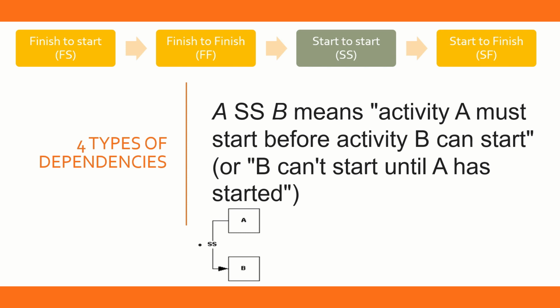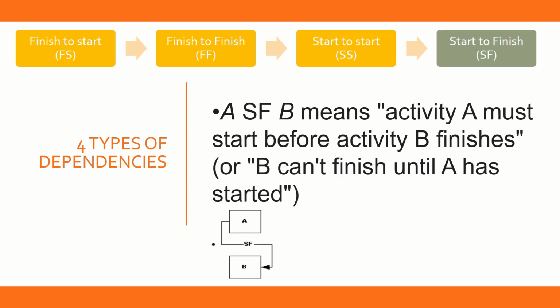The third dependency type will be SS, or start to start, which means your activity A must start first before your activity B can start. In other words, your activity B cannot start until your activity A has been started. Last but not least will be start to finish, which means your activity A must start first before your activity B can be finished. In other words, your activity B cannot finish until your activity A has been started.